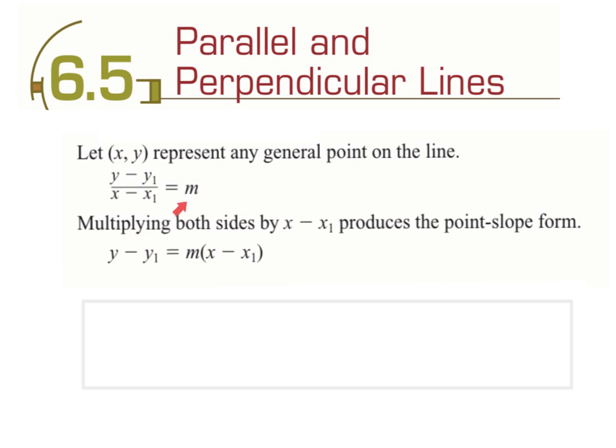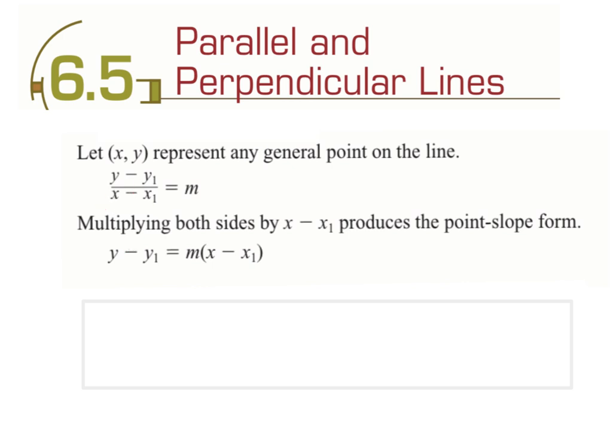Remember, to find slope, you're going to subtract your x's and put that over the subtraction of your y's. So in this case, instead of using 2 points, they're going to use a generic point on the line, x y, and then a specific point on the line, x1, y1. So they subtracted their x's, they subtracted their y's.